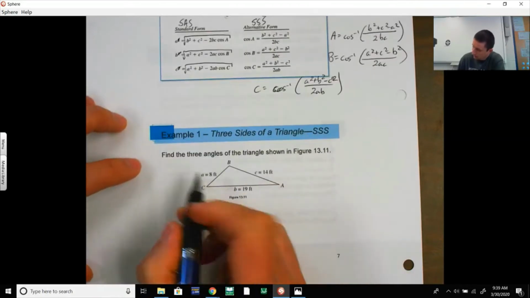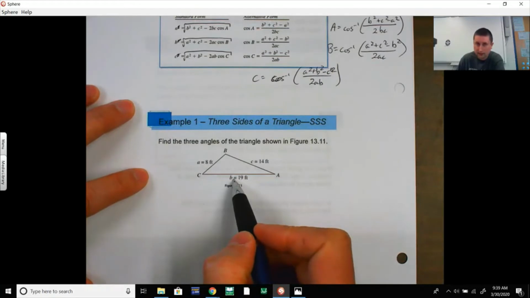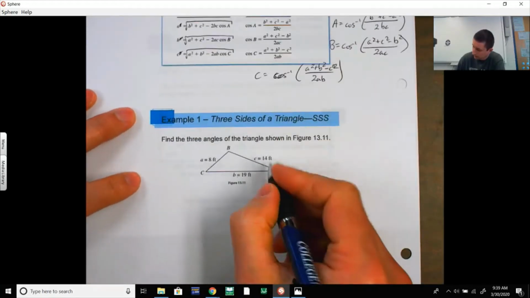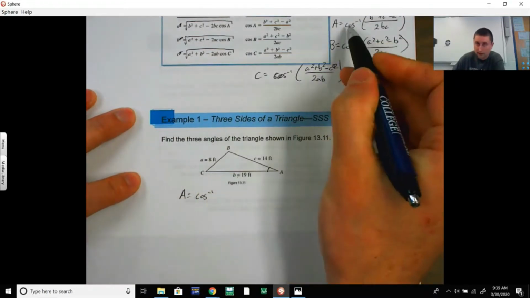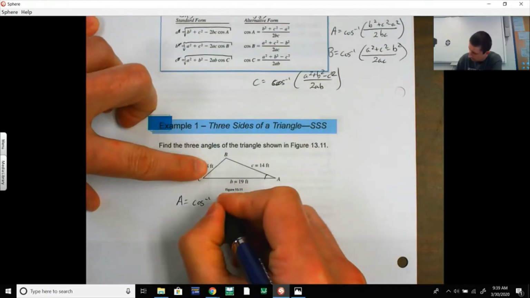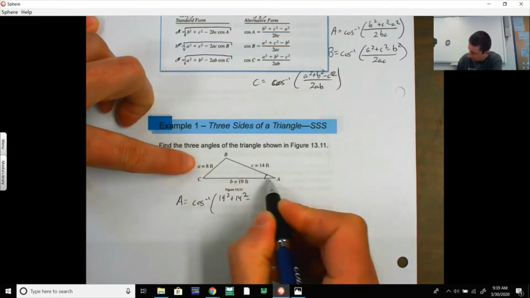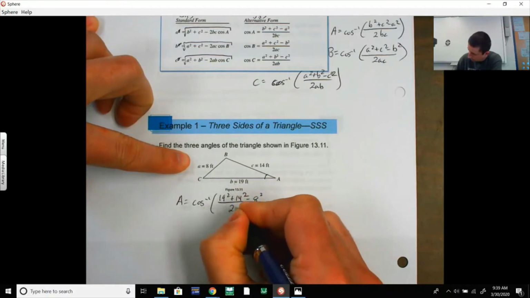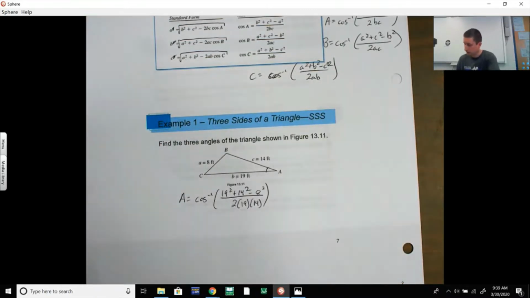Okay, so find the three angles of the triangle shown in figure 1311. Here's 1311. Notice side, side, side. So we have to use the alternative form. Let's say I want to find angle A first. Angle A is going to be the inverse cosine of b squared plus c squared, so 19 squared plus 14 squared, minus the side opposite, 8 squared, all over 2 times 19 times 14. A lot of that can go in your calculator just as it is.